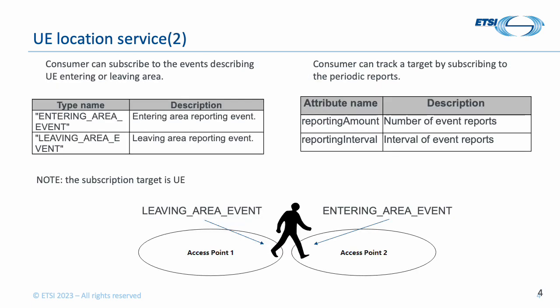Consumers can subscribe to the events describing UE entering or leaving an area. The figure illustrates the scenario when a user is walking across the border of access points. A leaving area event and an entering area event are reported at the same time. If you want to track a UE continually, you can leverage the location service to subscribe to the periodic reports regarding the target UE.